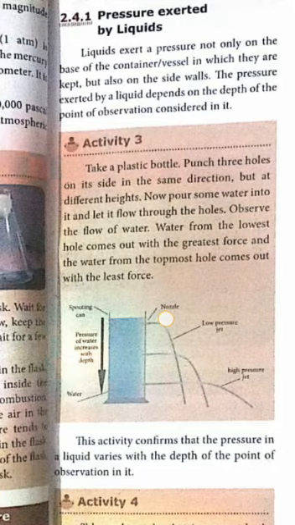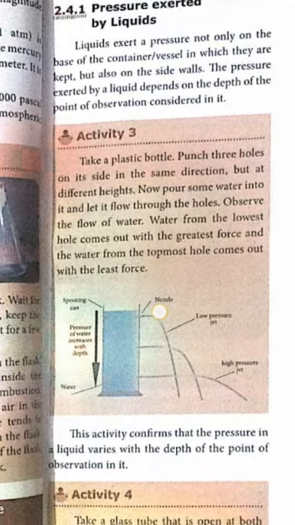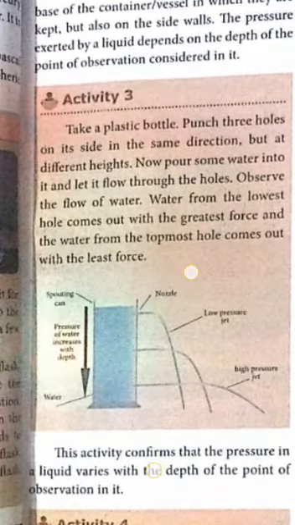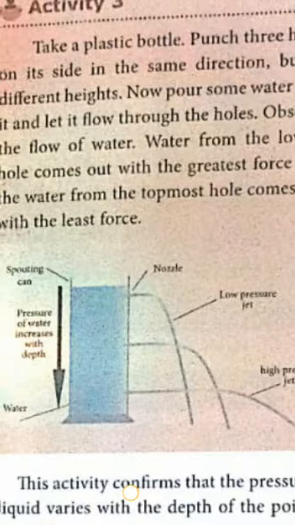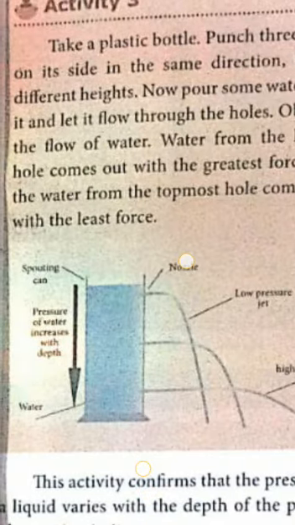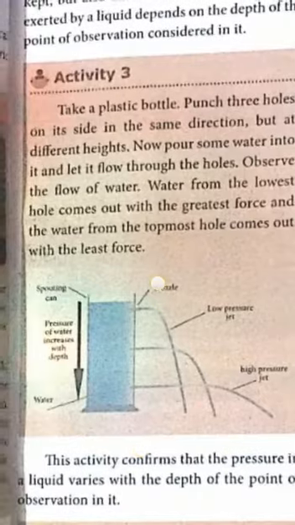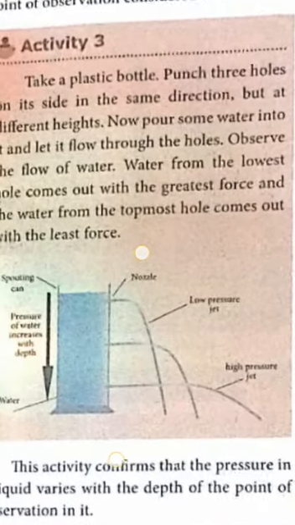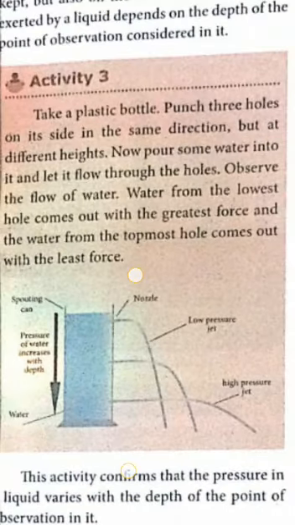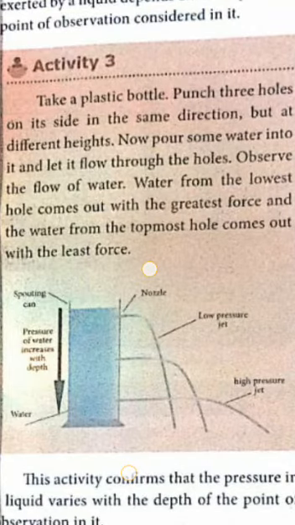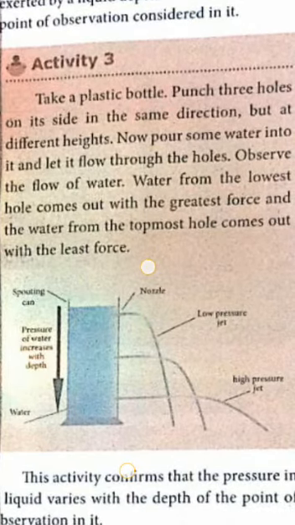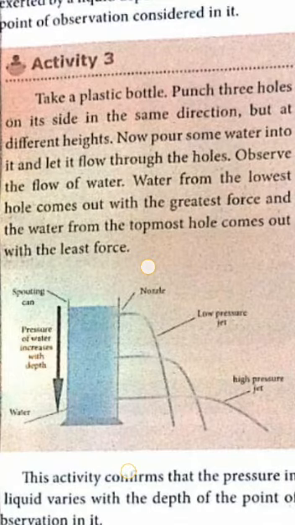For that we have to see one activity, how pressure depends on depth. We have to take one plastic bottle, then punch three holes on its side in the same direction. Here three holes are put in the side in the same direction one by one, but at different heights. Now we have to pour some water into the bottle and let it flow through the holes. Now the water comes out through the holes. Now we have to observe the flow of water.